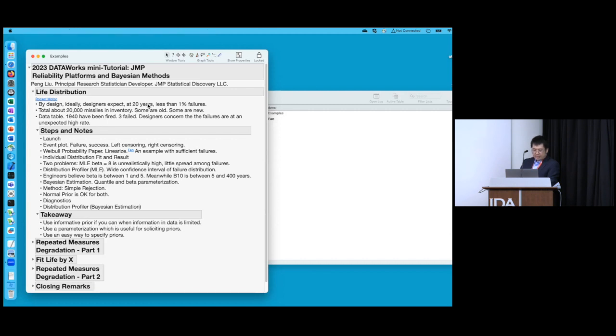The designers expect a missile to have a 1% probability of failing after sitting in the inventory for 20 years. That's their goal. And their question is, did they reach the goal? Let's look at the data.